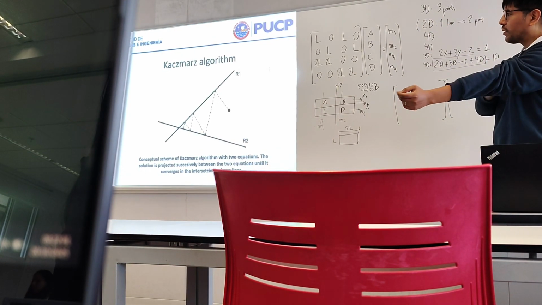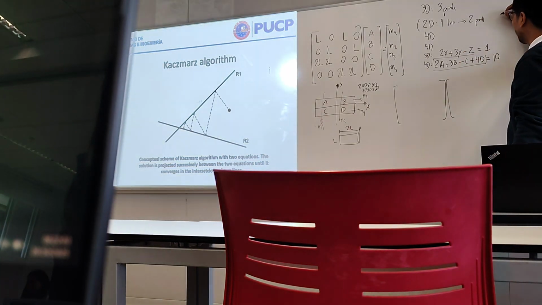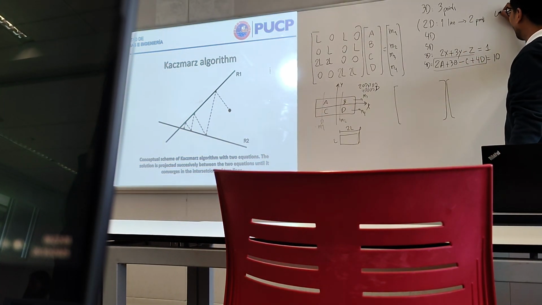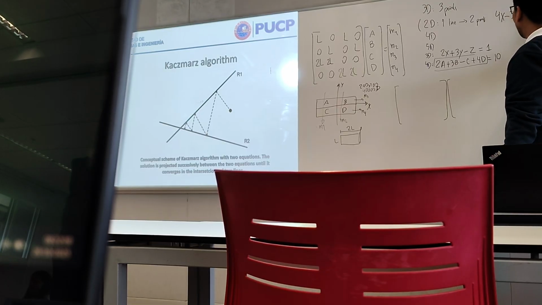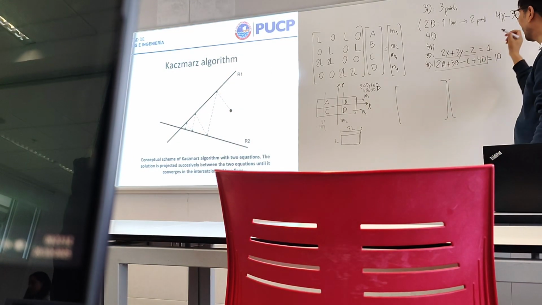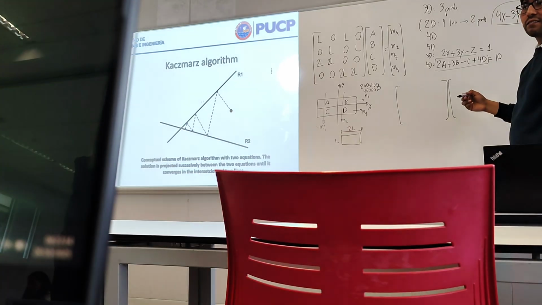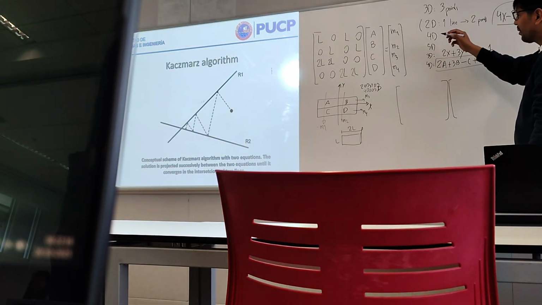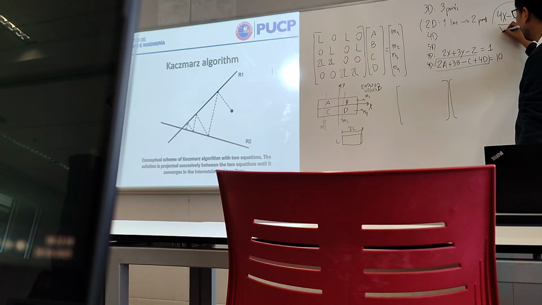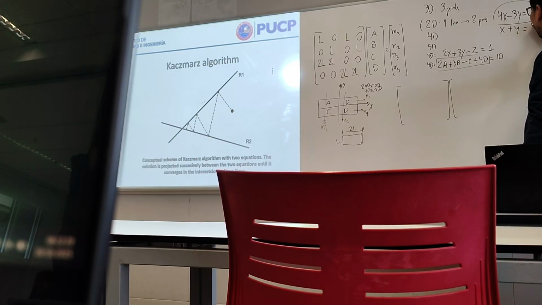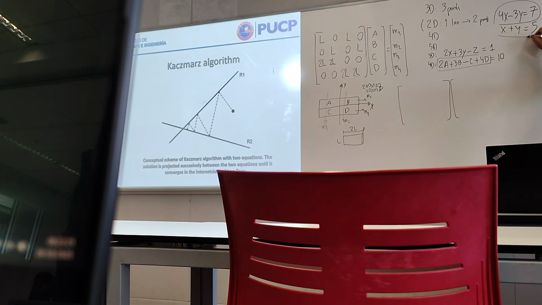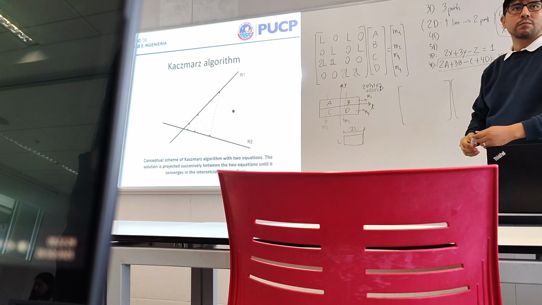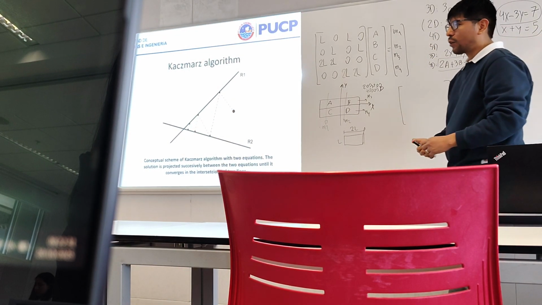I mentioned that in 2 dimensions, the equation will be, for example, 4x minus 3y equals 7. For example, this is a line. Maybe another equation could be x plus y equals 5, for example. Imagine that we have 2 variables and 2 equations. That's a problem that can be solved.